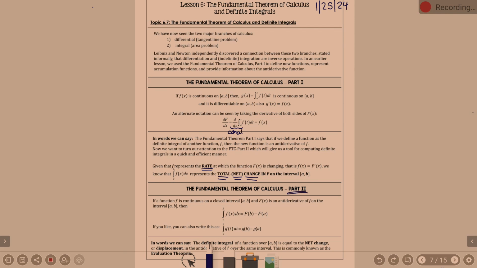So, down there at the bottom, mine is kind of in words. The definite integral is equal to the net change, or displacement. There's another good word: net change, displacement, in the antiderivative of f over the same interval, commonly known as the evaluation theorem. I don't know that I hear evaluation theorem very often, but that's all right.